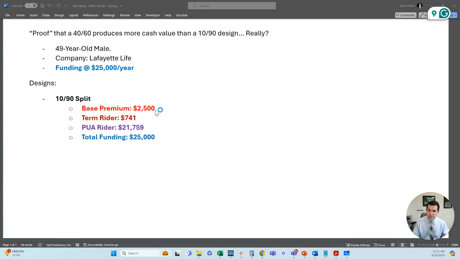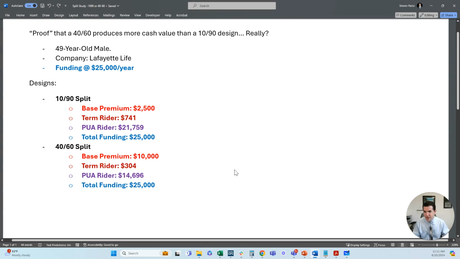Here's the exact breakdown. Base premium, 10% of the full $25,000. So $2,500, 10%. We've got a small term insurance rider that is necessary as it prevents what is called a modified endowment contract, or a MEC, which is a taxable event. If our policy becomes a MEC, we've got to deal with taxes. No one wants that. The cash value is tax-free if we do everything right, so we want that term rider. It's necessary. And then the rest goes into the PUA rider. Total out of pocket, $25K per year.